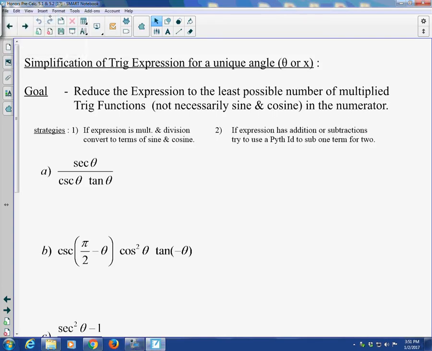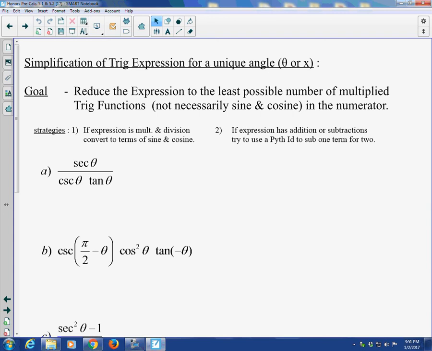All right, guys. So in this video, we are going to simplify trig expressions for a unique angle theta or x. Our goal here is to reduce down the expression to the least possible number of multiplied trig functions, not necessarily sine and cosine in the numerator. We've got a couple strategies we're going to look at here. The first is if the expression is in terms of multiplication and division, we're going to try to convert all of our trig functions to terms of sine and cosine. And there we should be able to see things cancel out, which will, of course, reduce down our expression.